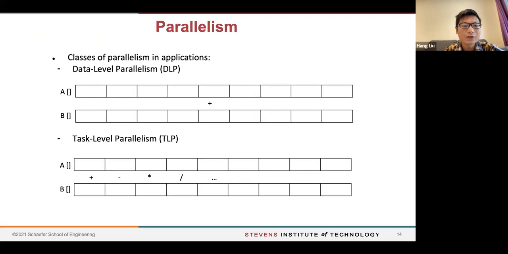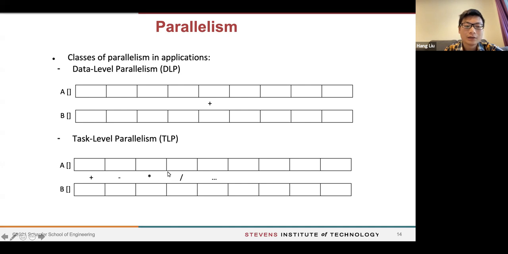So essentially, if we try to add two vectors, A and B, element-wise, like A0 plus B0 equals C0, A1 plus B1, A2 plus B2, etc., in total 9 elements, we say this is data level parallelism. Why? Because the task is the same. For every data, A0, B0, A1, B1, A2, B2, the task is addition. So it's data level parallelism: the same task, but parallelism across different data.